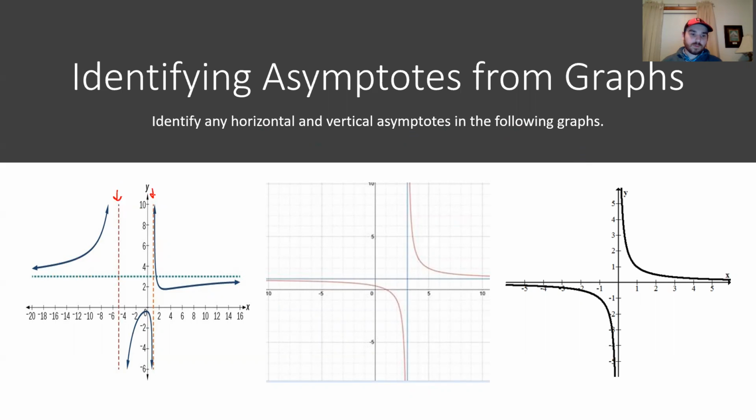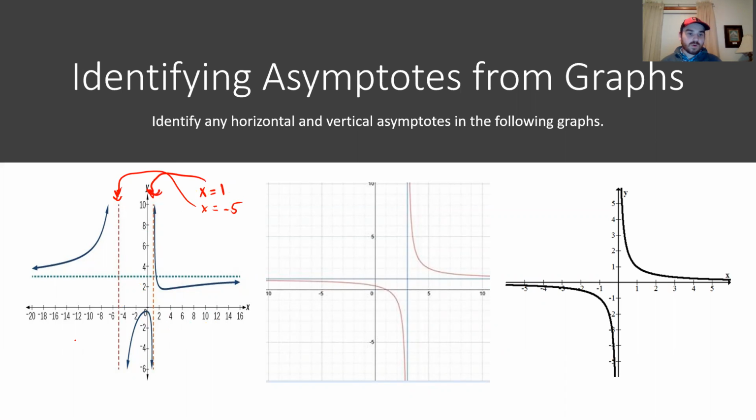We've got one here, we've got one here. This one is at x equals 1, so we have a vertical asymptote at x equals 1. And we have another one at x equals what? -5? -5. So that's this one here. And then x equals 1 is this one here.